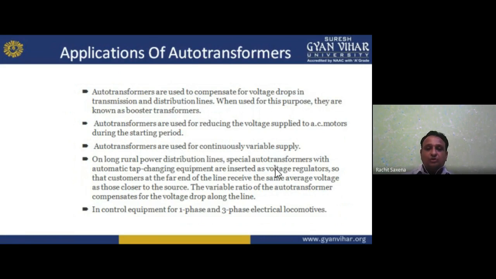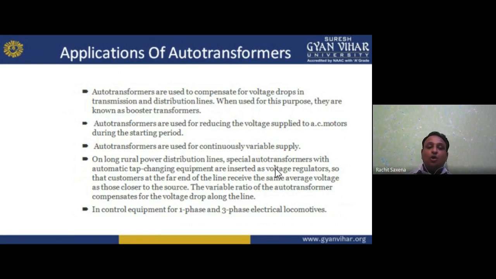Applications of auto transformer. Auto transformers are used to compensate for voltage drops in transmission and distribution lines. When used for this purpose, they are known as booster transformers. Why do we call them booster transformers? Auto transformers are used for reducing the voltage supplied to AC motors during the starting phase. Auto transformers are also used for continuous variable supply.